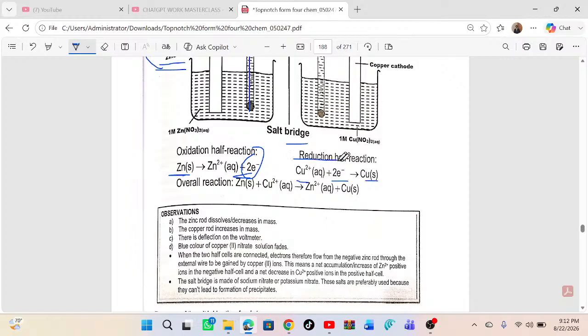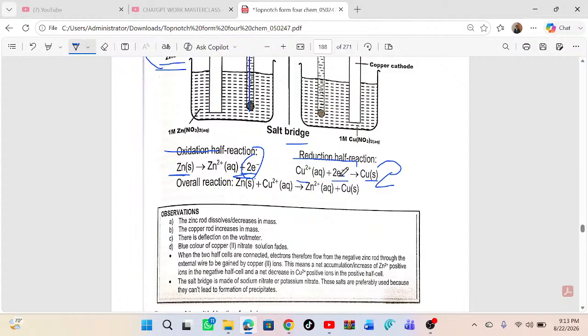So this is reduction, and it forms what? Corresponding metals. And this is the oxidation. Oxidation means loss of electrons. So zinc will lose these electrons, and these electrons will be taken by copper. The copper will gain those 2 electrons to form copper solid. So that's the oxidation half reaction. So there's the oxidation half reaction and there's a reduction half reaction.